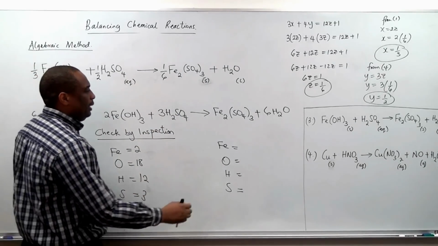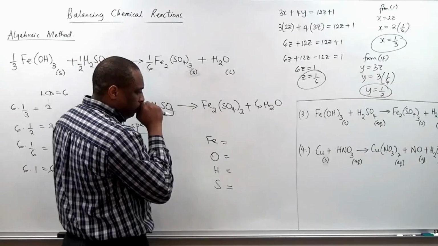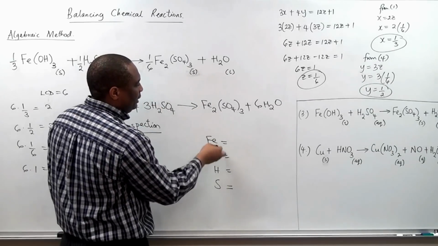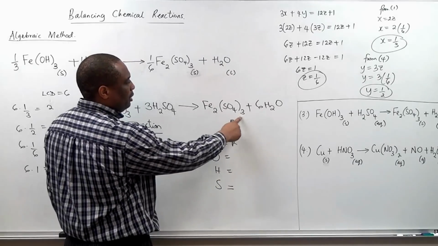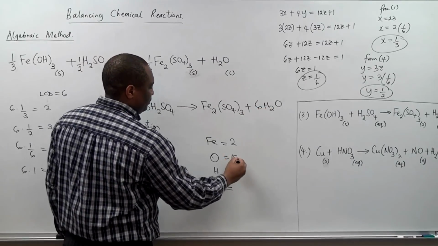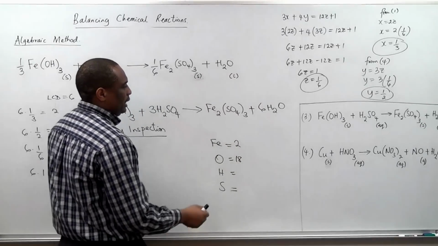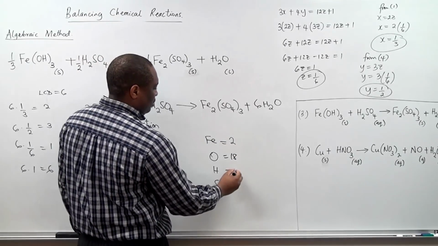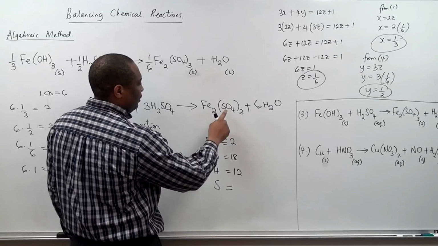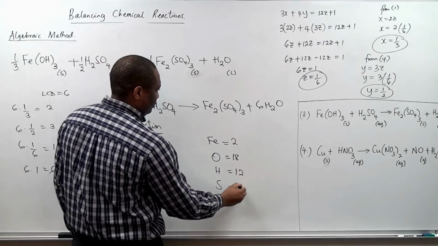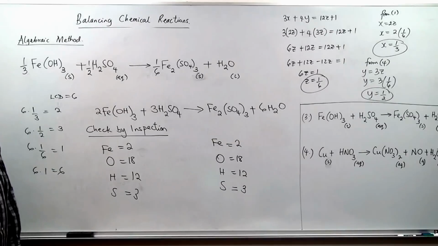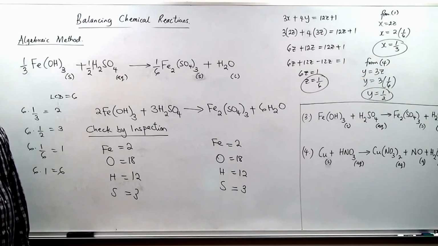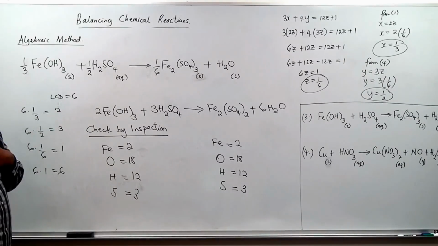Okay. Then here, iron is 2. Oxygen is 4 times 3, 12, plus 6, 18. Hydrogen is 2 times 6 is 12. And then sulfur is 3. So it's balanced. Algebraic method, and then we check by inspection.